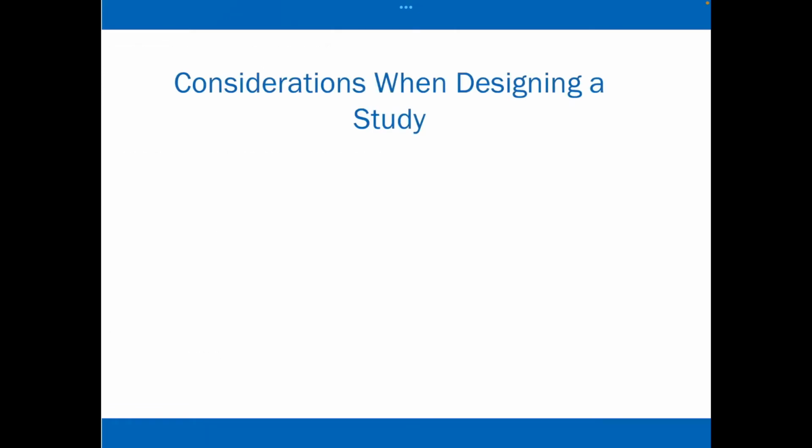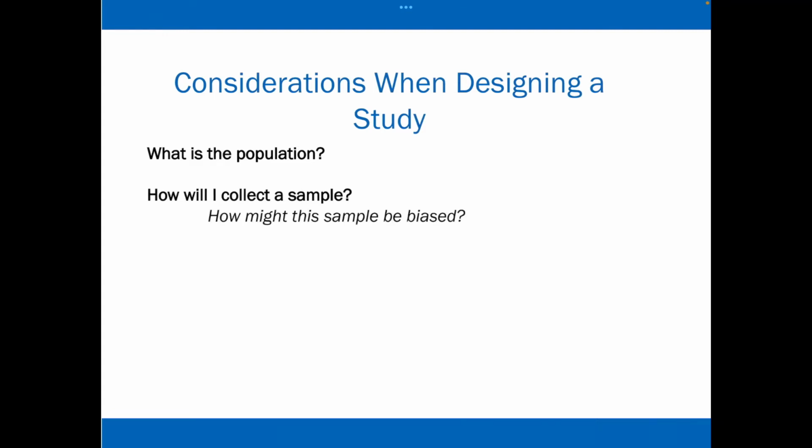So as we start thinking about designing our own studies, there are a number of things we might want to consider. We might want to ask ourselves, what's our population that we're studying? What is everyone that we would like to be in our study? Once we have our population, we ask, how am I going to collect the sample for this study? What sort of techniques am I going to use to add randomization in a way that will make me happy? How might this sample be biased? So I need to be really careful that I'm not biasing my study as I collect my sample.